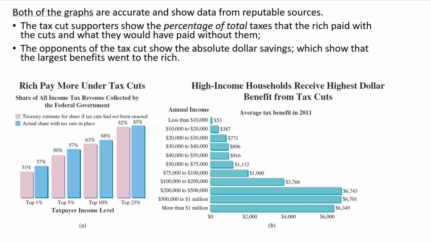Now, high-income households receive higher dollar benefit from tax cuts. On this chart, let's note that as the annual income increases, it appears to indicate a larger amount of tax cut for more money that you earn. So, how do we conclude this?